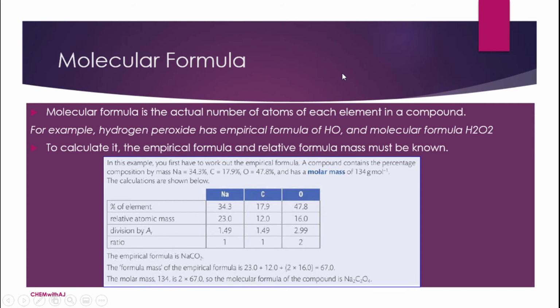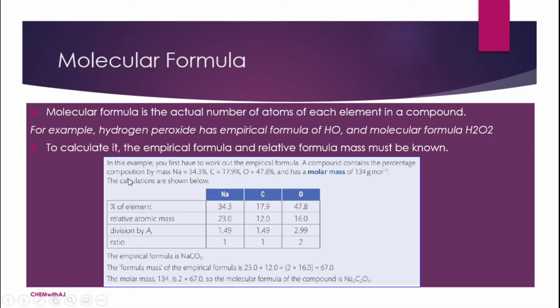For example, hydrogen peroxide has an empirical formula of HO, but its molecular formula is H2O2. This is how it actually exists. But because we simplify it using the whole number ratio, in the empirical formula we write it as HO. But in the molecular formula, how many atoms of each element are actually there is H2O2. So that's an example of when they are different.